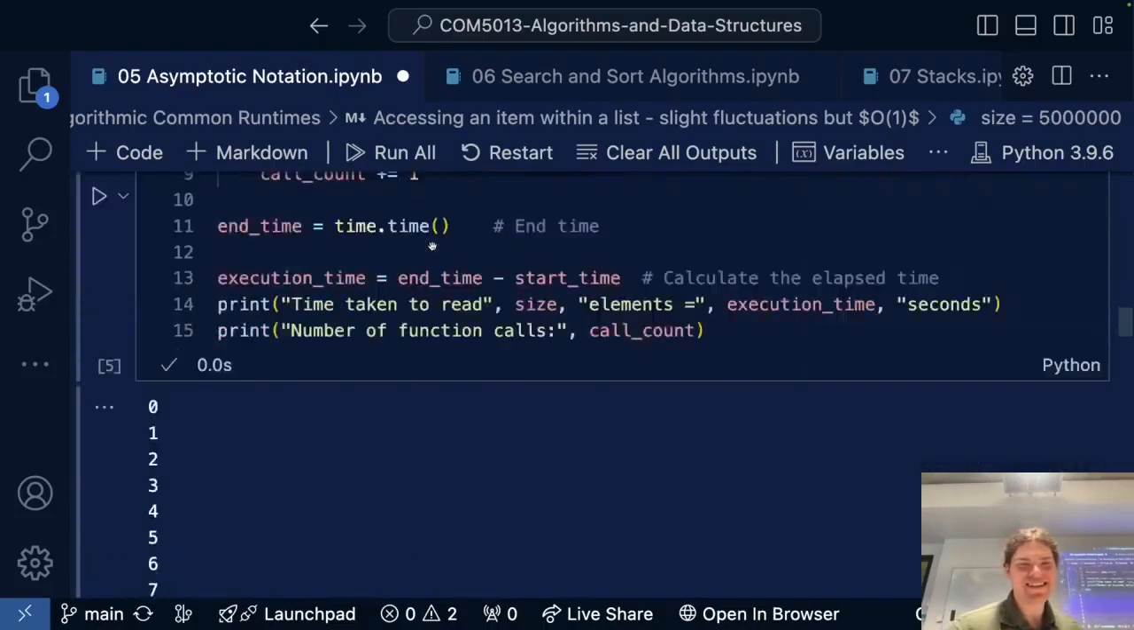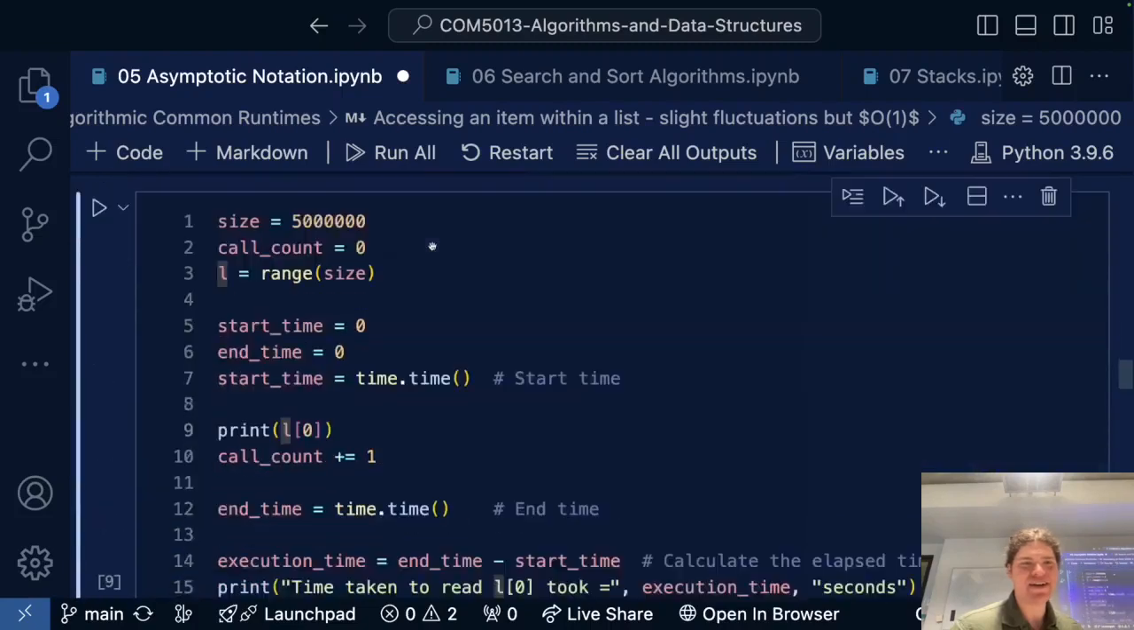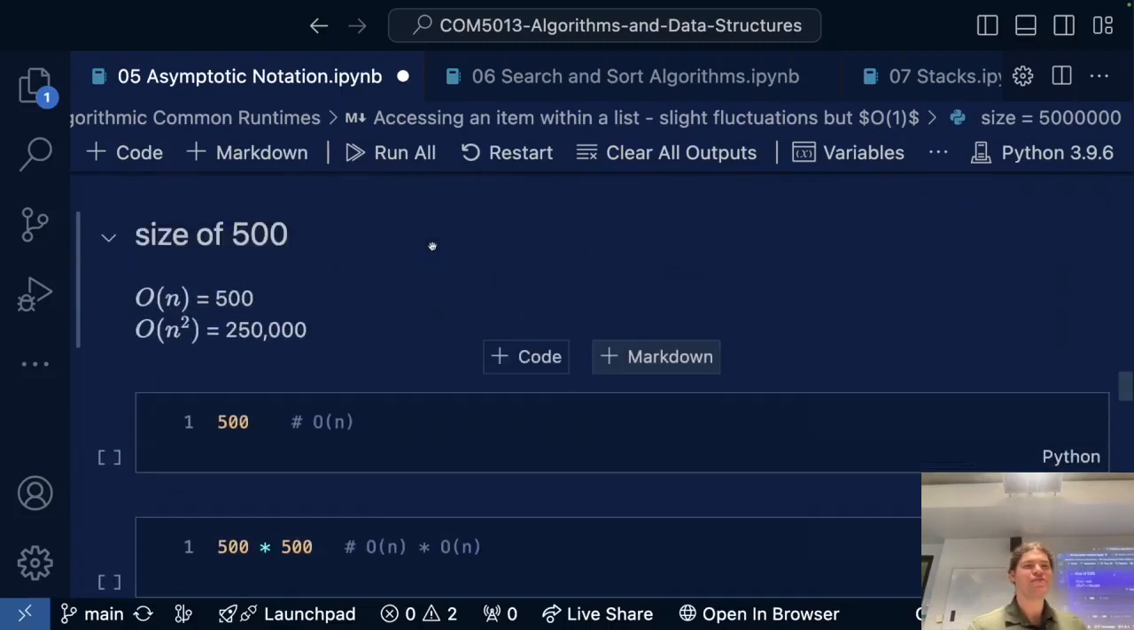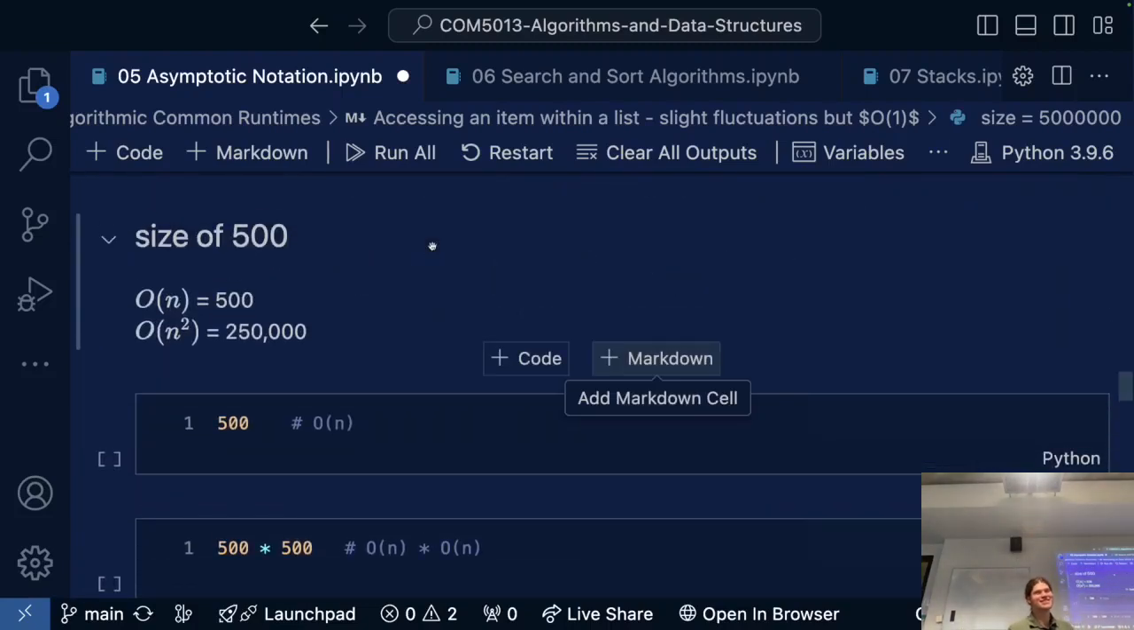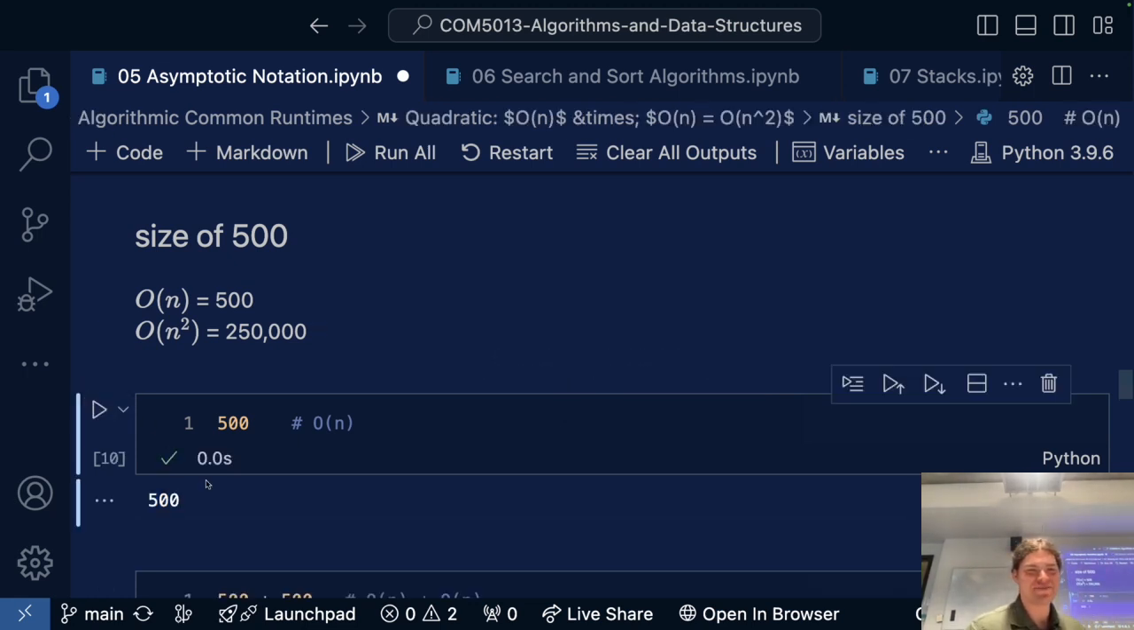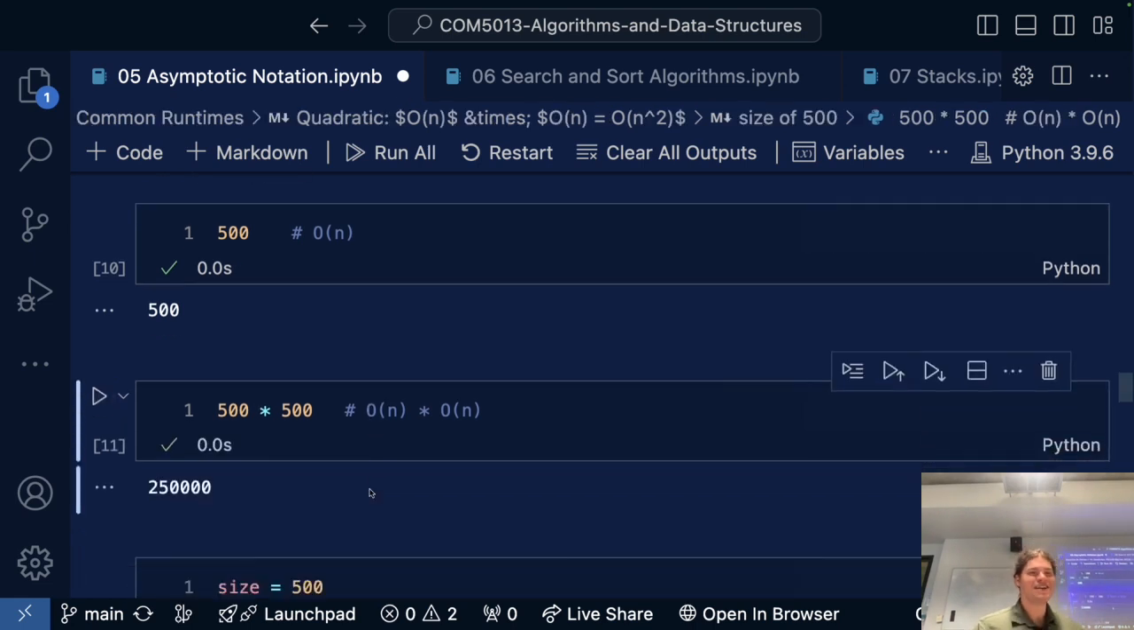Let's start with 500, so you can tell. Let's go right back to our start, 500. Now, what's 500 times 500? If you didn't want to figure it out, we can do it in Python just to demonstrate. There you go, 500 times 500 is 250,000. That's a lot more than 500, isn't it? It should be the total number of operations we have to perform, because it's O of n times O of n.